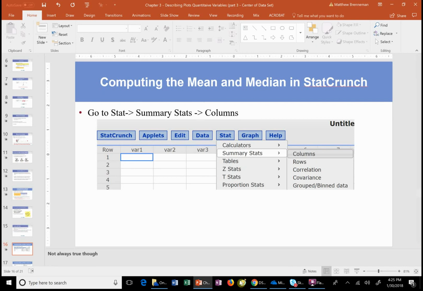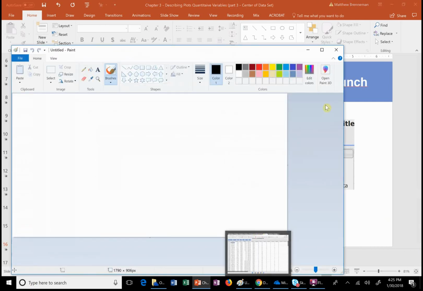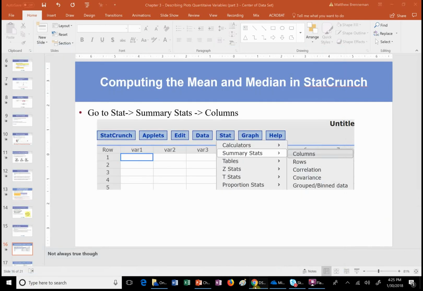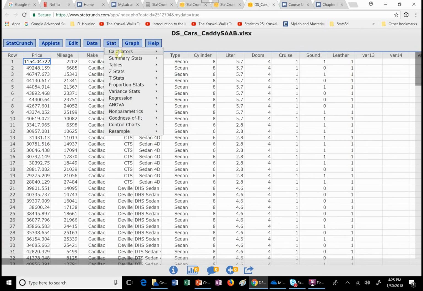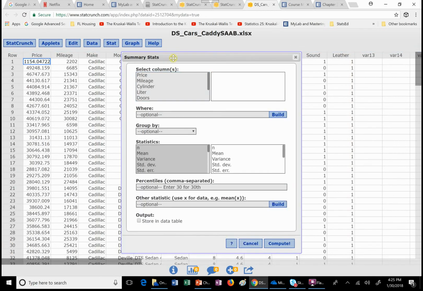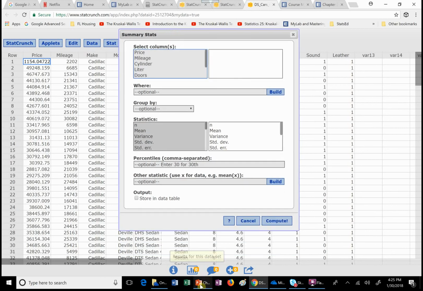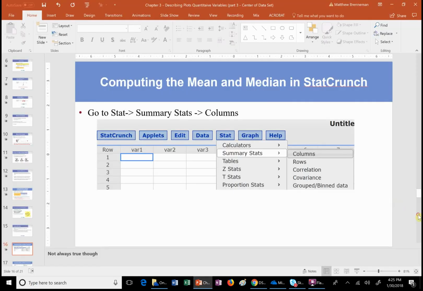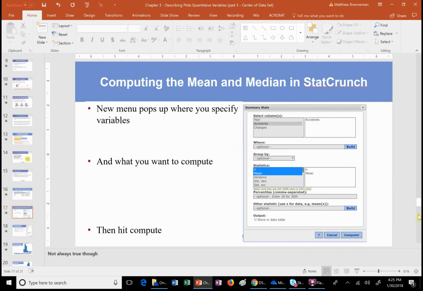So once you have it loaded, stat, summary stat, column, all right? And what we want to do is go ahead and compute the mean and the median for the price, okay? I think I have accidents. I was looking at another data set, but go ahead and click on price. Let's just do it from the computer here.